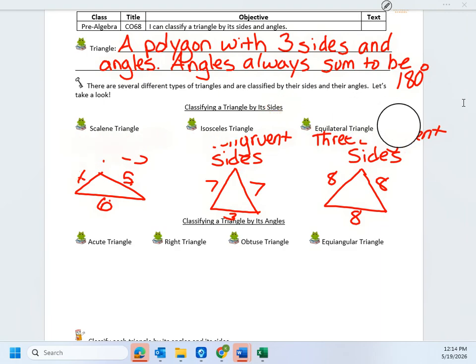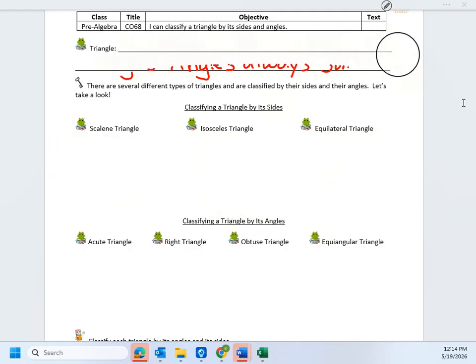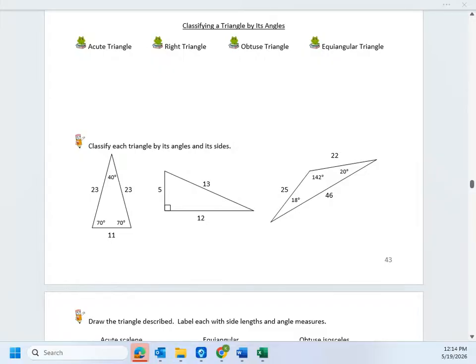All right, so we have those side triangles, and then we have our angle triangles. Again, it's important to know which name is a side and which is an angle, because if you label it incorrectly, if you give me sides and it's an angle triangle, it's going to be wrong. So you want to make sure you specify on your help sheet, these are my side triangles, label the sides. These are my angle triangles, I need to label the angles. There are 4 angle triangles.